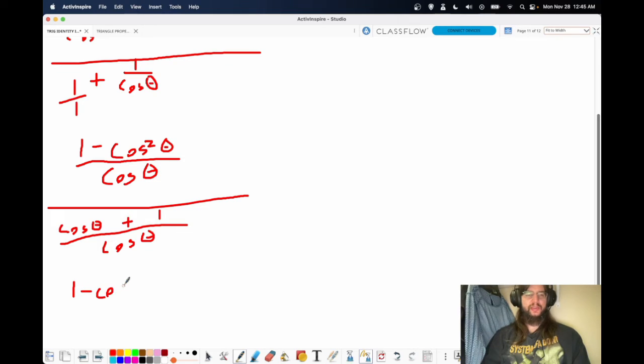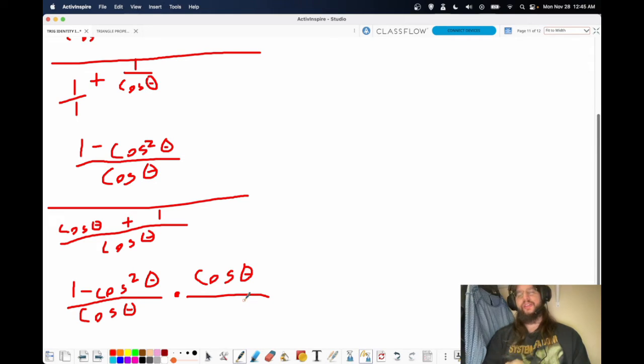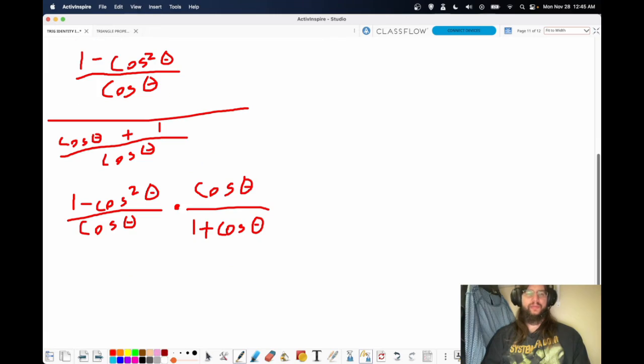1 minus cosine squared theta over cosine theta, not messing with the numerator, times the reciprocal of this thing, cosine theta over, and I'm going to rearrange this. Instead of cosine theta plus 1, I'm going to do 1 plus cosine theta. You don't have to, but this guy's got a 1 first. This guy, let's put that at 1 first. Maybe we'll need it, maybe we won't. Those cosines are lucky enough to cancel out. So now we're left with this thing, 1 minus cosine squared theta over 1 plus cosine of theta.